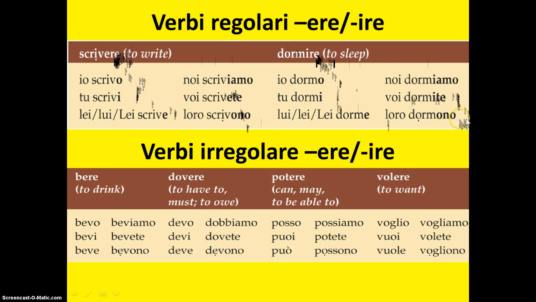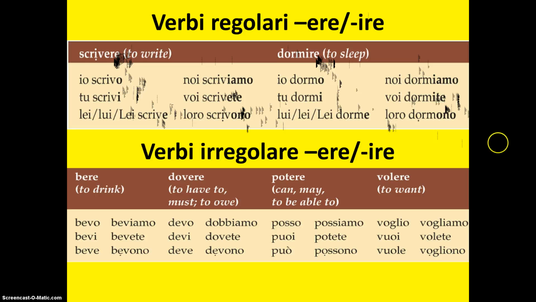As you can see, the only difference between the -ire and -ere conjugations is in the voi form. For -ire verbs, you have the -ite ending. For -ere verbs, you have the -ete ending. Other than that, their endings are identical for -ire and -ere verbs. Now let's take a look at some irregular -ere and -ire verbs.